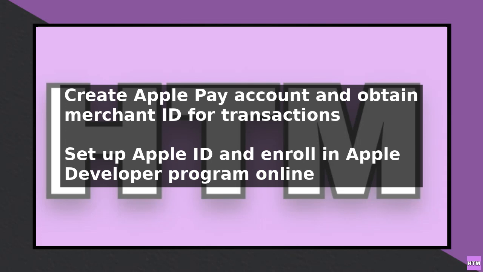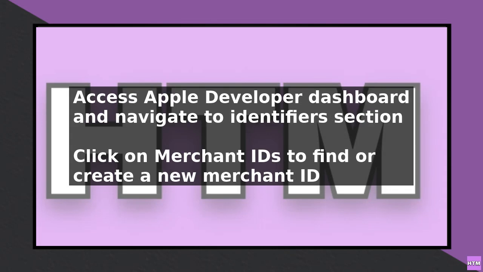Click on Identifiers and then select Merchant IDs. Here, you will find a list of your existing merchant IDs or the option to create a new one. If you are creating a new merchant ID, fill in the required information, including your business name and website.